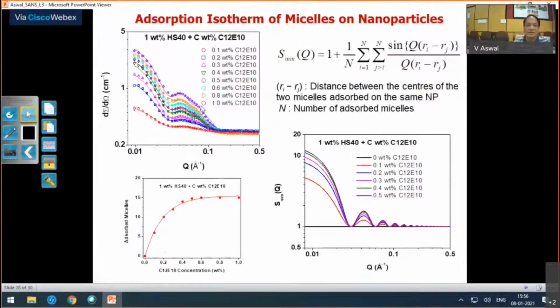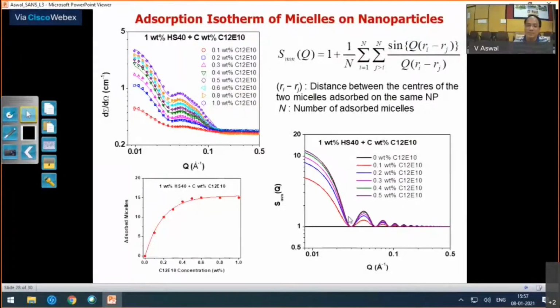So in this case, you have nanoparticles and you increase the surfactant concentration. You can clearly see there is a buildup of scattering intensity in the low Q region as well as the higher Q regions. This happens because the number of adsorbed micelles increases as the surfactant concentration increases. And these are the adsorption isotherms you calculate from the detailed modeling, showing how many micelles adsorb on the nanoparticle. If you already know the form factor, you can calculate the structure factor. So this is the calculated structure factor for these systems.